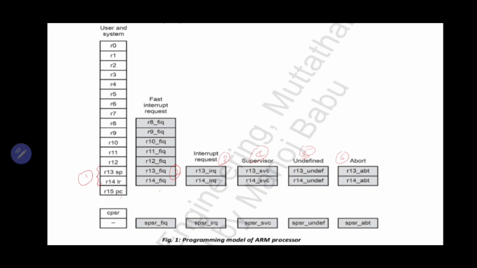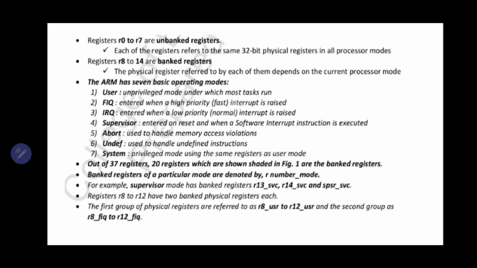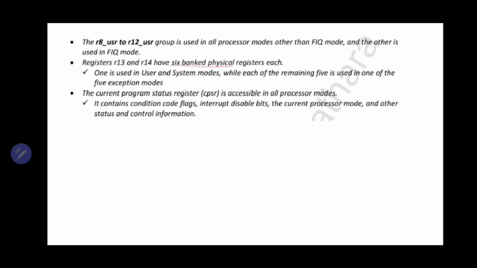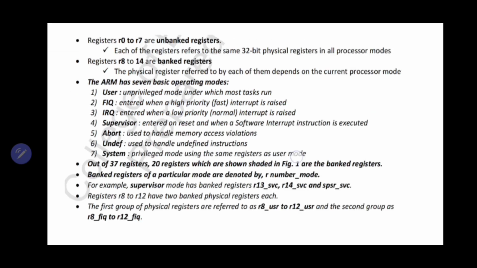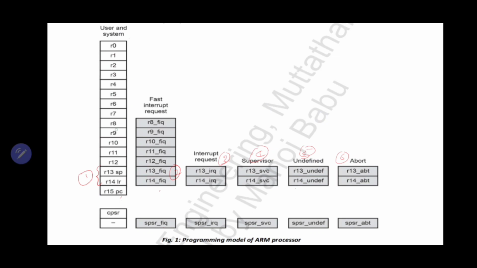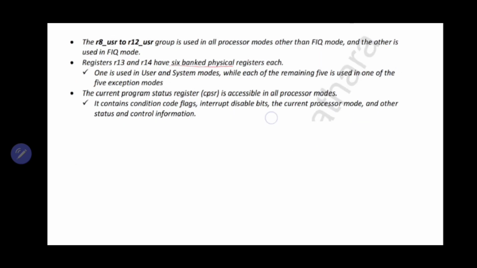But R13 and R14 registers are used by all the modes, all 6 modes plus user and system mode, so all 7 modes. One is used in user and system mode, R13 and R14, and the other 5 are used for the exception modes.